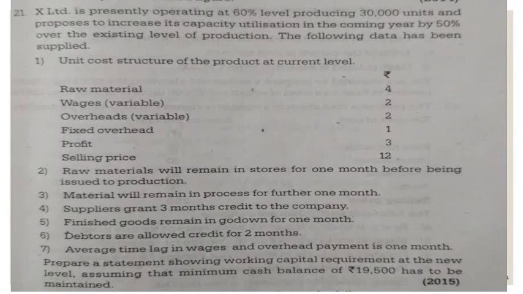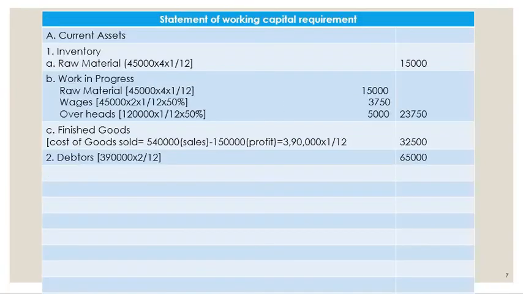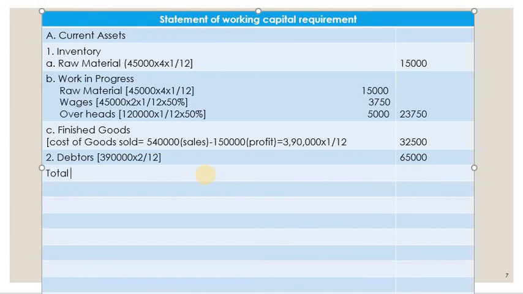So any other assets? Look at the problem. Any other? Raw material will remain in store. Raw material is over. Material will remain in process, over. Supplies, grant. So these are finished. So total current assets.